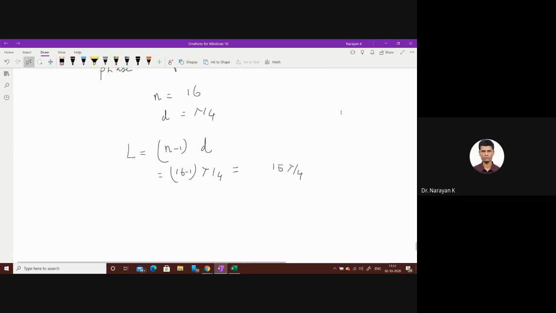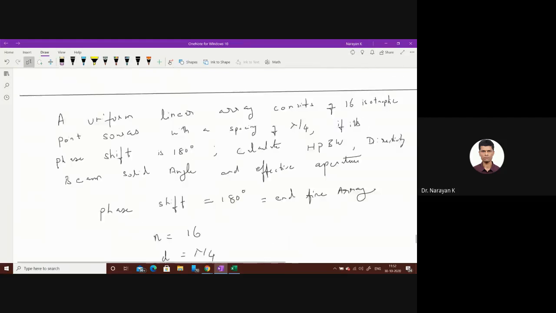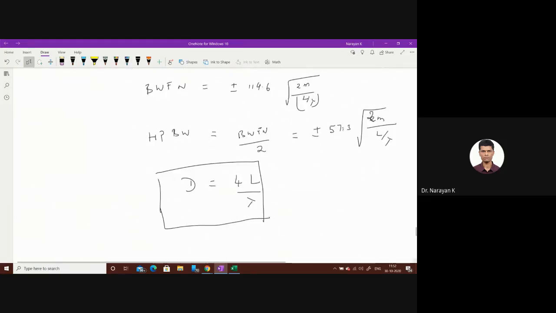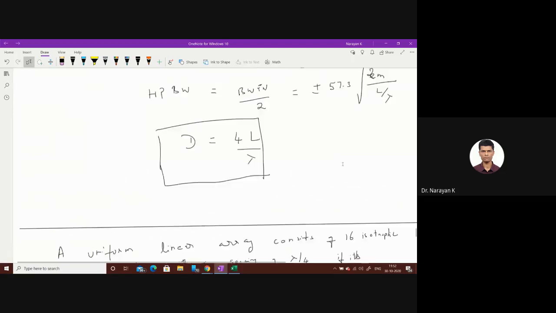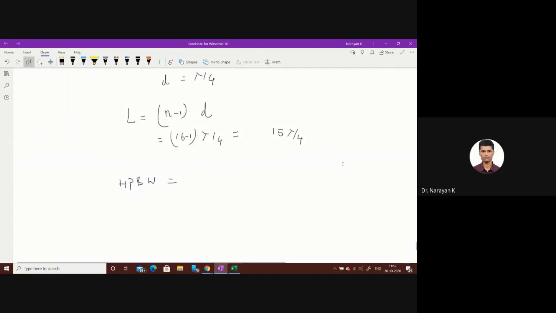Next, what do you have to find? Half power beam width. What is your half power beam width formula? Here only it is there. Please write down with me: plus minus for end fire array, 57.3 into square root of 2m divided by L by lambda. Clear?